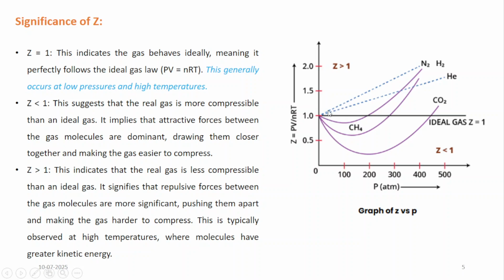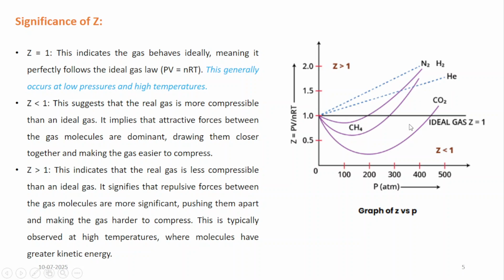Nitrogen, hydrogen and helium show positive deviation. So what does it indicate? The positive deviation indicates that when you increase the pressure, these gases don't suddenly become liquid. You need high pressure. So as long as higher temperature and lower pressure are maintained, they may show certain ideal behavior. But when you increase the pressure and start decreasing the temperature, they show considerable deviation from the ideal behavior.